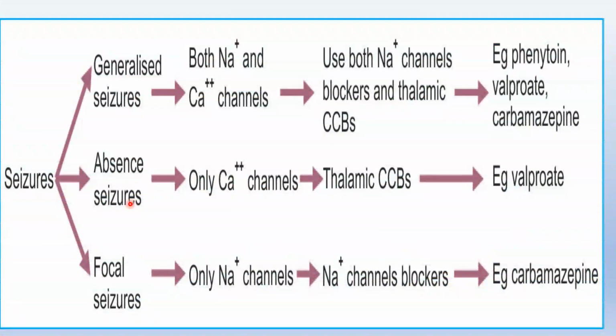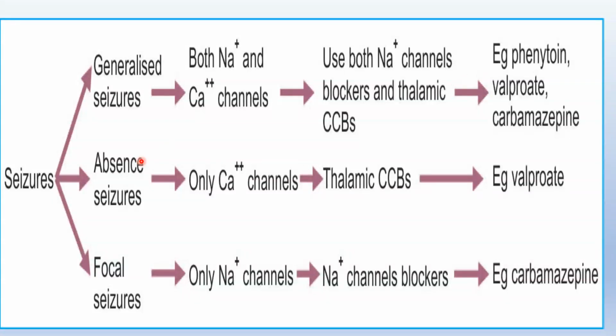Coming to the basic pathology, usually in generalized seizures, there will be asynchronous opening of sodium as well as calcium channels, because of which, in generalized seizures, drugs which mainly act on sodium channels and calcium channel blockers are usually used. And the primary pathology in generalized seizures usually lies in the thalamus. For that reason, we specifically target T type calcium channels. The best examples of drugs which can be used in generalized seizures include phenytoin, valproate, and carbamazepine.